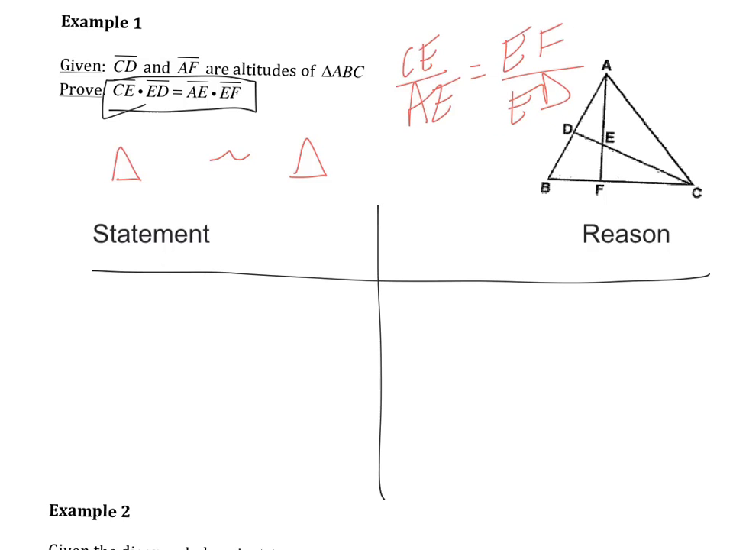So I'll write that over here. Triangle CEF is similar to triangle AED. Now, in order to do that, we're going to use the fact that we have altitudes. So altitudes make right angles. I'm going to put 2 right angles right there. I'll call them 1 and 2.